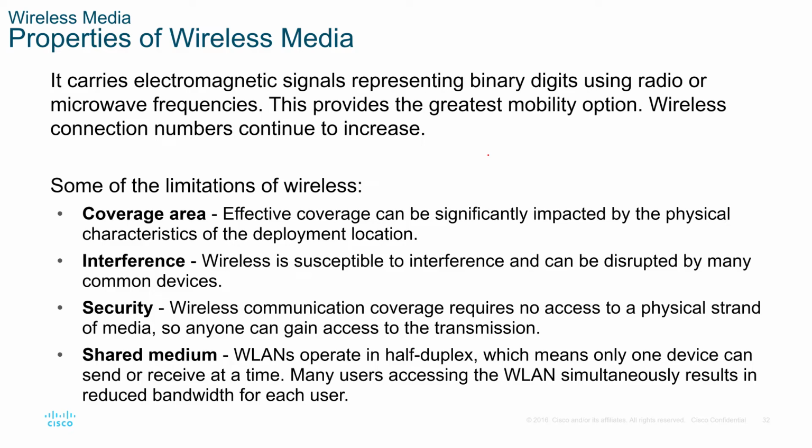The effective coverage area can be significantly impacted by the physical characteristics of the deployment location. The same wireless device in an older house with wooden studded walls will go further than in a more modern house that may have metal studded walls, because the metal will absorb the signal more. What the walls are made of, all the other characteristics of the building will interfere with the wireless signal.